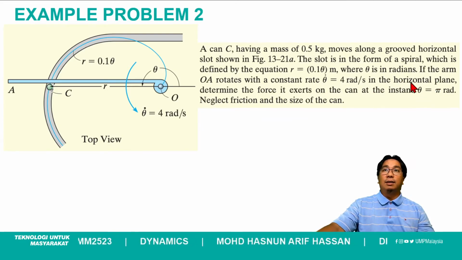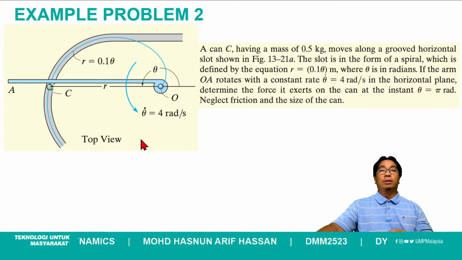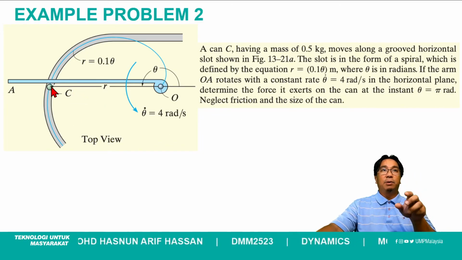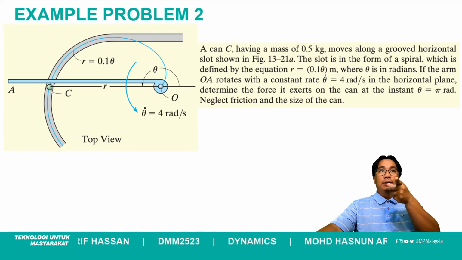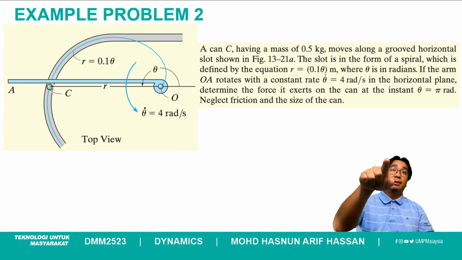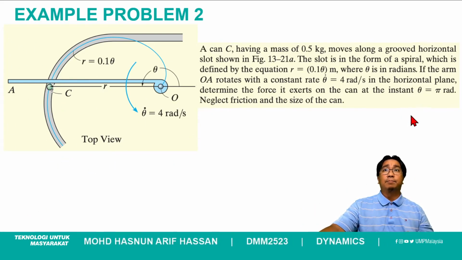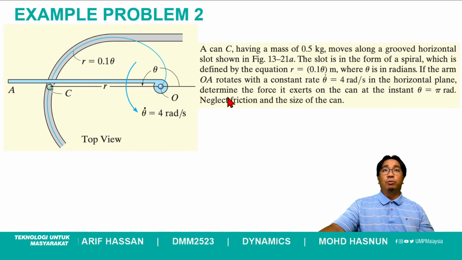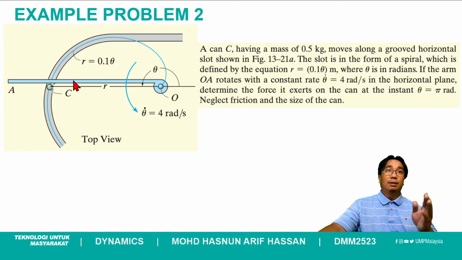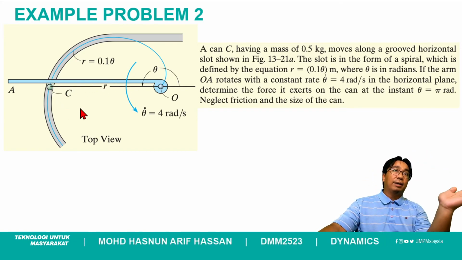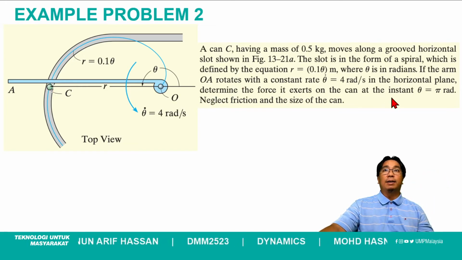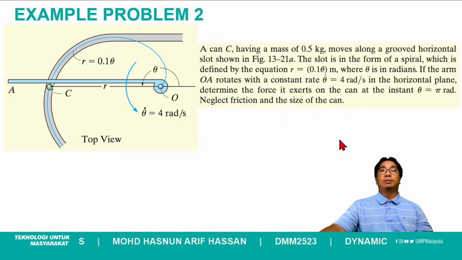Okay, when you see in the horizontal plane, meaning that we know this is from top view. So weight dia bertindak, weight is acting down. Weight is acting down inside, in another axis. So we don't have to consider weight dalam kita punya calculation. So what we want to do is determine the force it exerts on the can. So determine the force yang arm yang berpusing tolak can ni, berapa force yang dia beri pada can at the instant theta equals to pi rad. Okay, theta equals to pi rad. Neglect friction and size of the can.